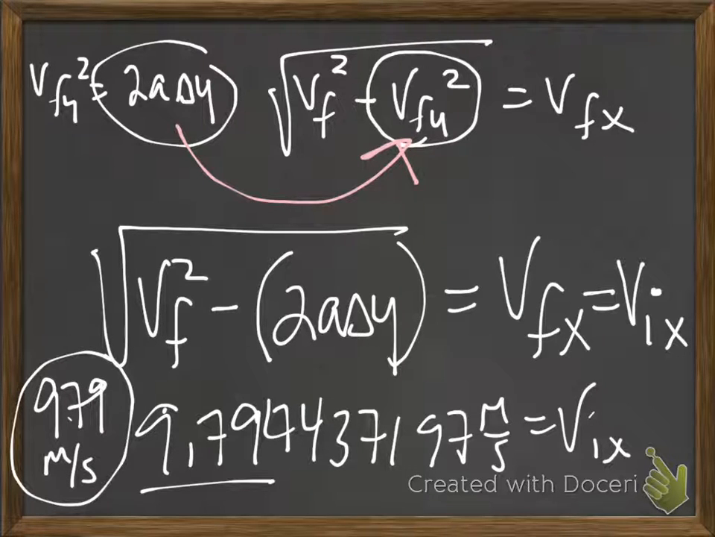Why are we running velocity? Because there's no acceleration on the x-axis. Therefore, whatever initial velocity it has on the x-axis is the same as the final velocity on the x-axis.